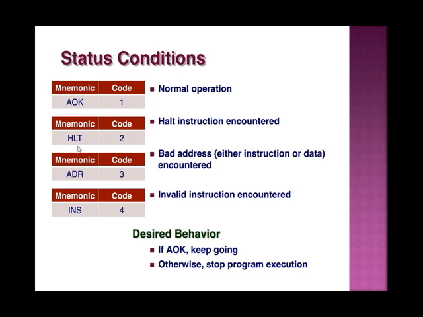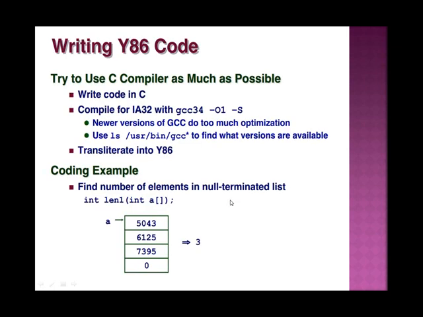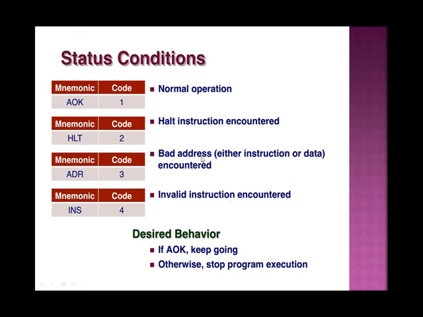Then next is the desired behavior. It means what behavior is used when using the status condition. First one says if AOK, keep going, meaning if normal operation, keep going, otherwise stop the program execution. So if there is an AOK, then it simply goes from one instruction to another. Otherwise stop the program execution. If I'm using HLT, stop, ADR, stop, INS, stop. These are the multiple status conditions used in Y86 architecture.